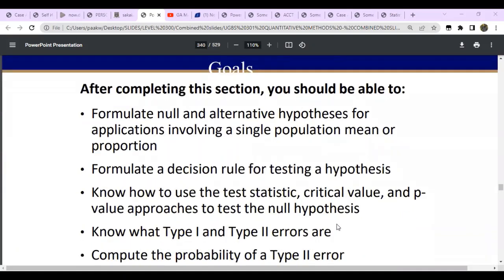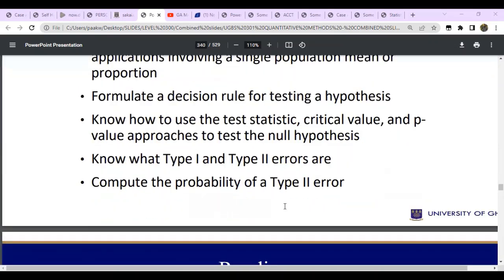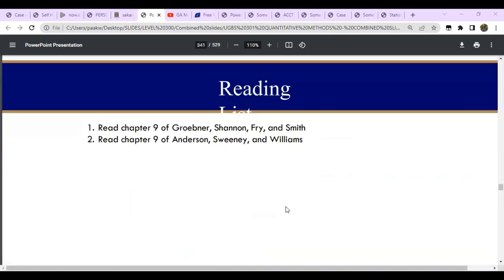After completing this session, you should be able to formulate null and alternate hypotheses for applications involving a single population mean or proportion. Formulate a decision rule for testing a hypothesis. Know how to use the test statistic, critical value, and p-value approaches to test the null hypothesis. Know what type 1 and type 2 errors are. Compute the probability of a type 2 error. So these are your reading list.